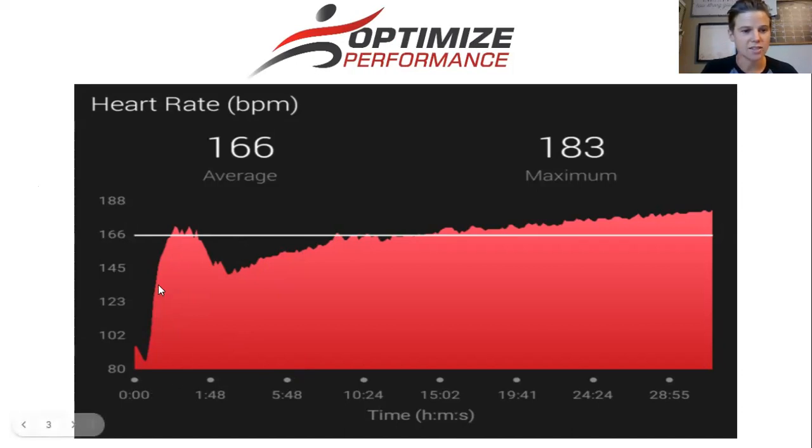So as we start exercise, that anaerobic system kicks in. The aerobic system hasn't really warmed up yet. And so we're producing more lactic acid, that heart rate's higher, and then we start to settle down. That aerobic system starts working a little more efficiently, getting oxygen to the working muscles, using that lactic acid as energy and fuel. And you see that heart rate level off, which also is that lactic acid leveling off.